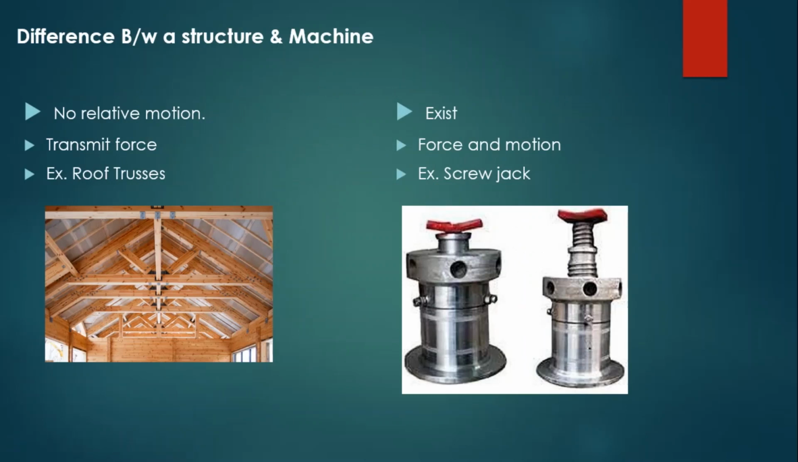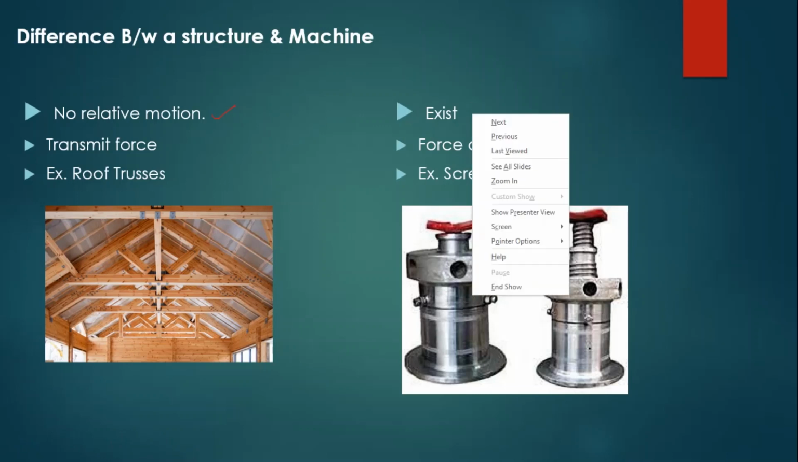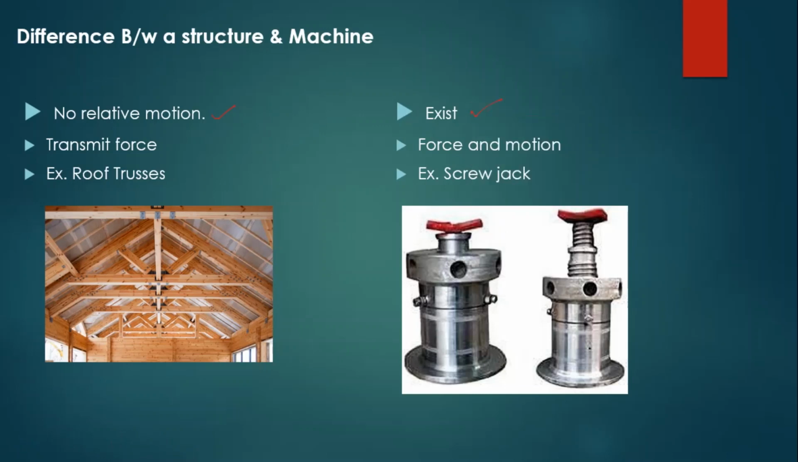Structure and machine. For a structure, no relative motion exists between the members, whereas for a machine, relative motion exists between the parts. Moreover, a structure transmits only forces, whereas a machine transmits forces and even motion also, right? The members of a structure are meant for carrying forces, whereas here they transmit motion and force.